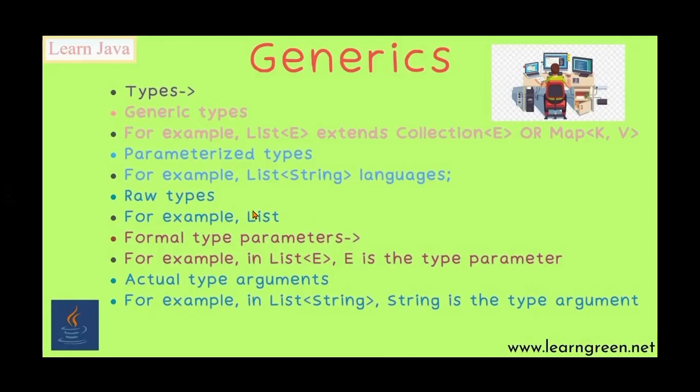The next type is raw types, for example List. Then formal type parameters, for example List of T. The parameter type is the type of parameter. Then actual type arguments, for example in List of String, String is the type argument.